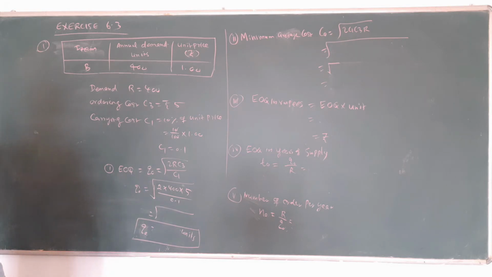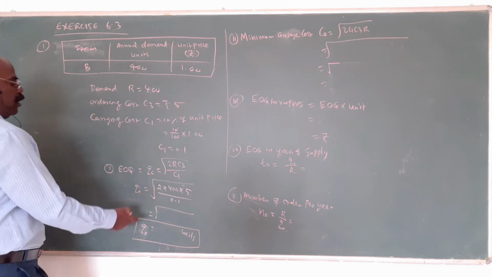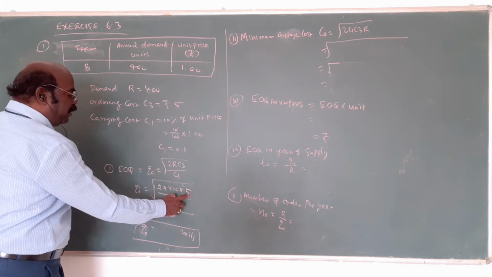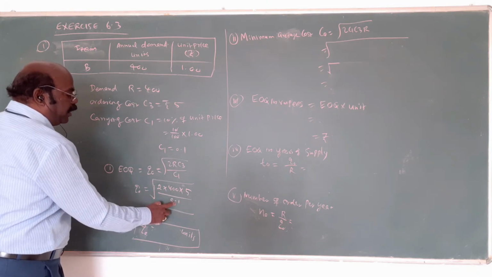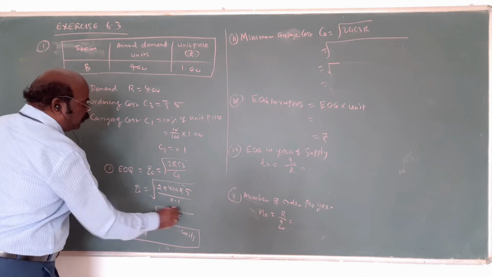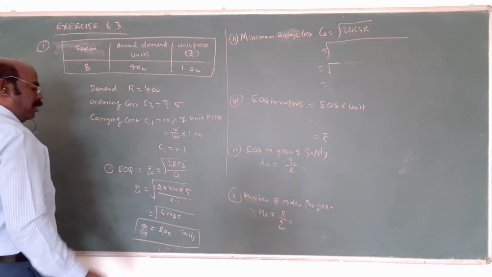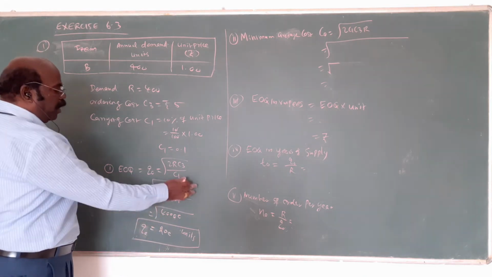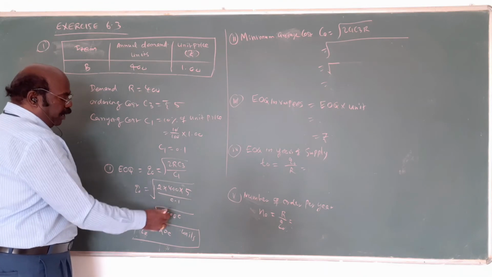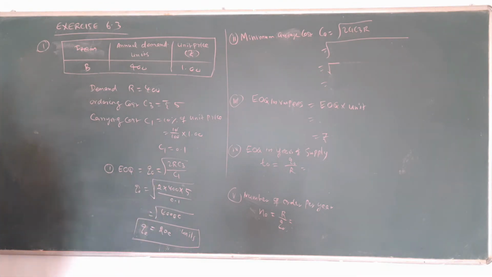We get the answer: 4 zeros. 2 into 5 is 10, so 4,000. The decimal point is there. Divided by 0.1 means the reciprocal, so 4,000. Square root of 4,000 is 200, that is the answer. Anyway, by using the calculator, just multiply all the values, divide by 0.1, and you get 4,000. Square root of 4,000. First answer over.